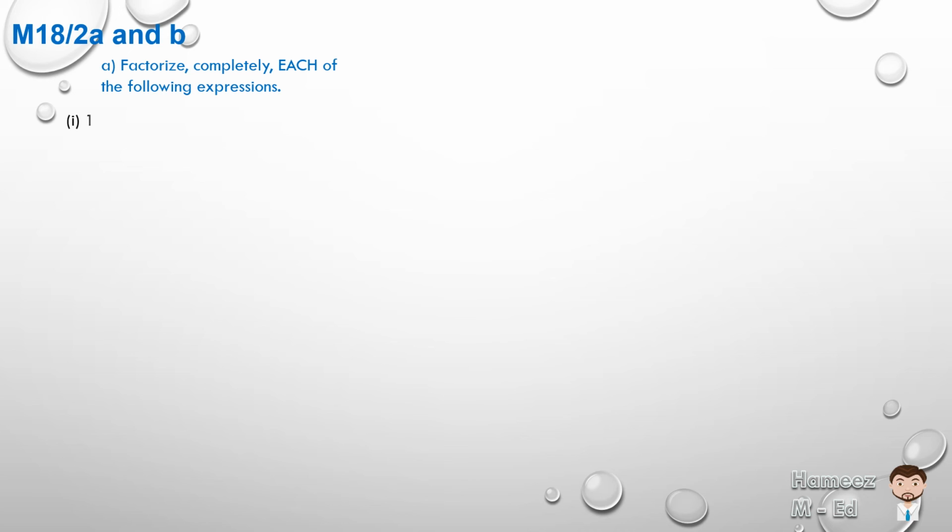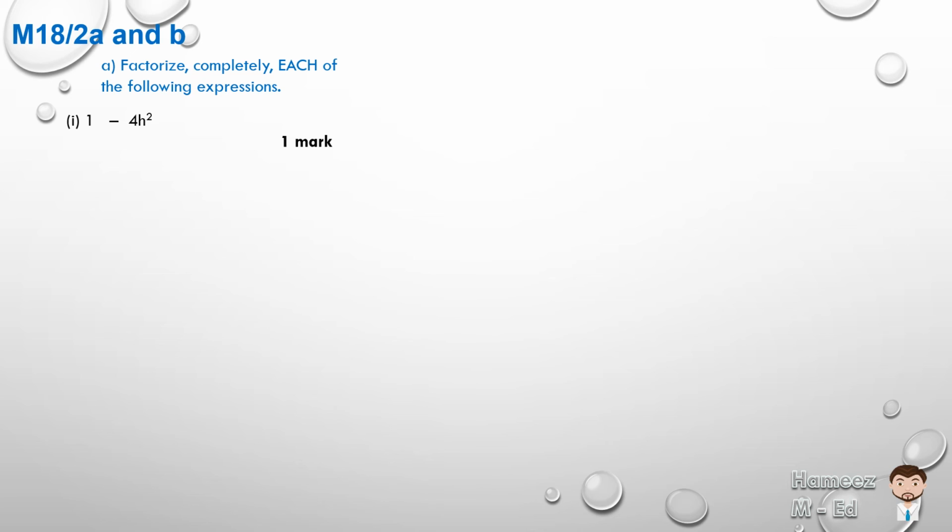May 2018, number 2, part A. Factorize completely each of the following expressions. So let's look at part 1. 1 minus 4h squared. And we've done it and explained it multiple times in the long method and the short method. So we'll use the shorter method here.